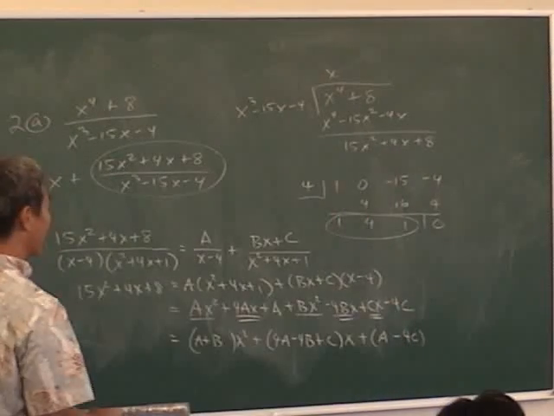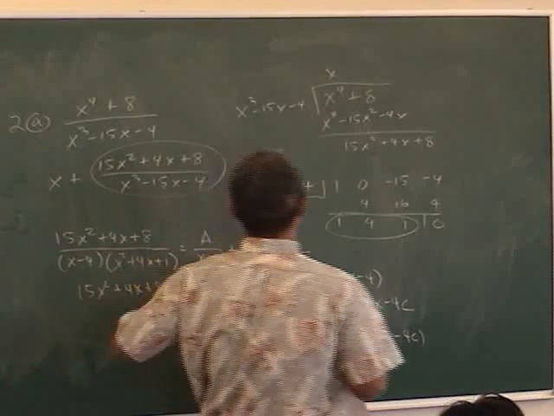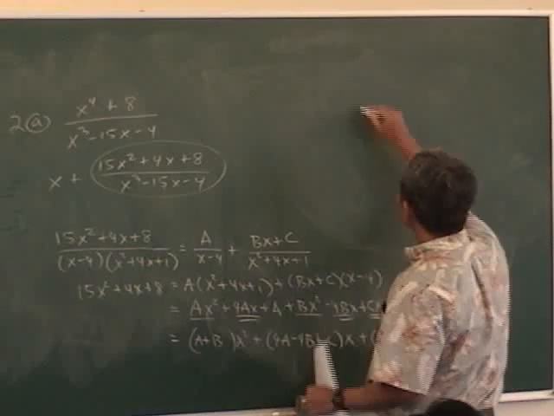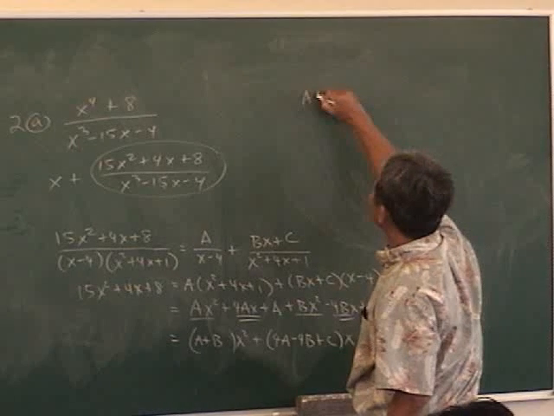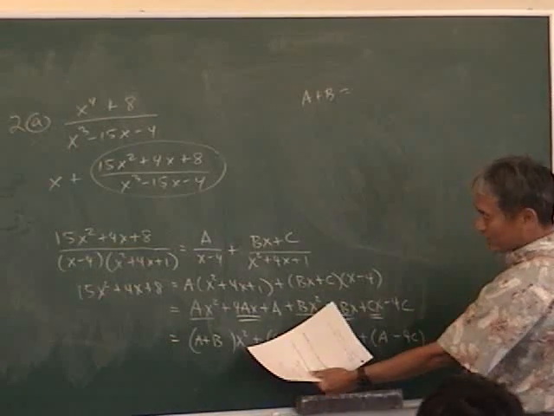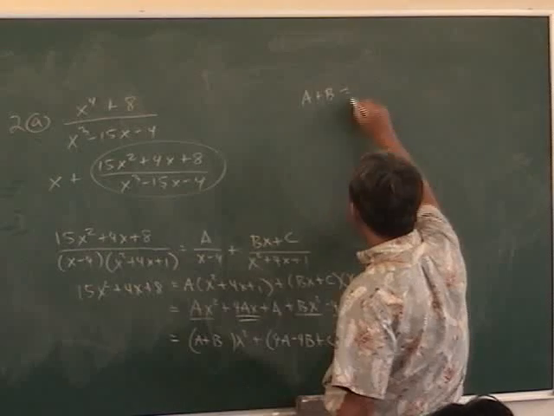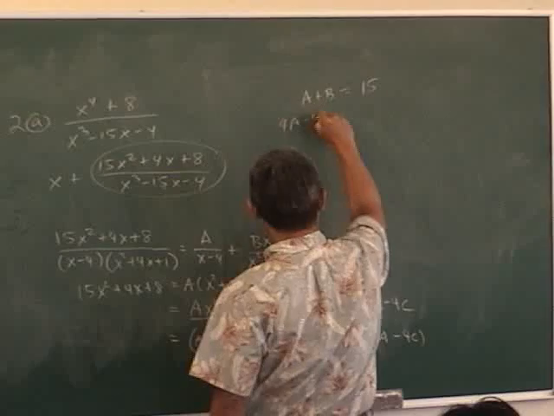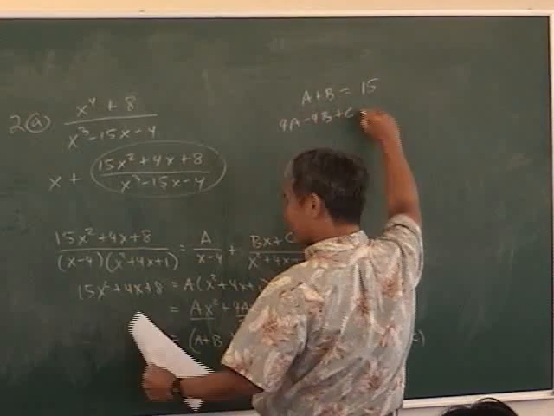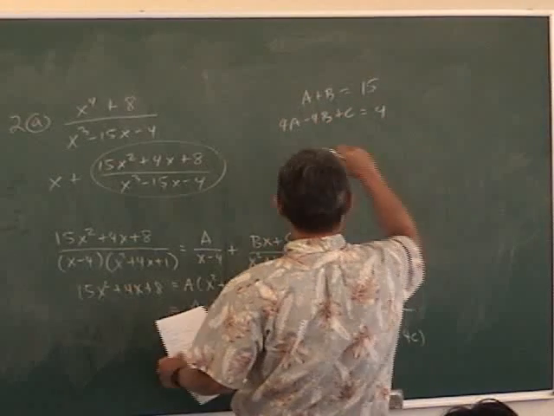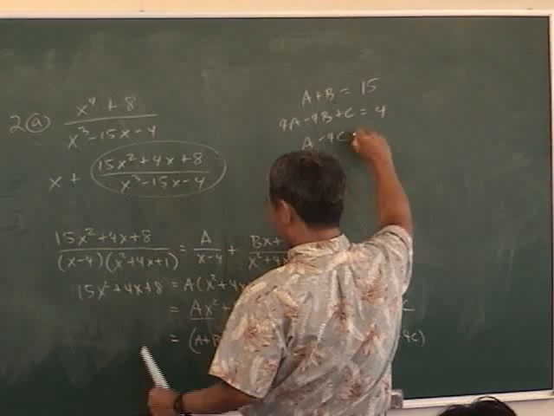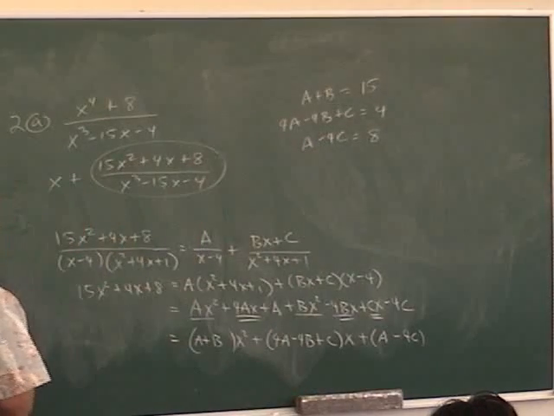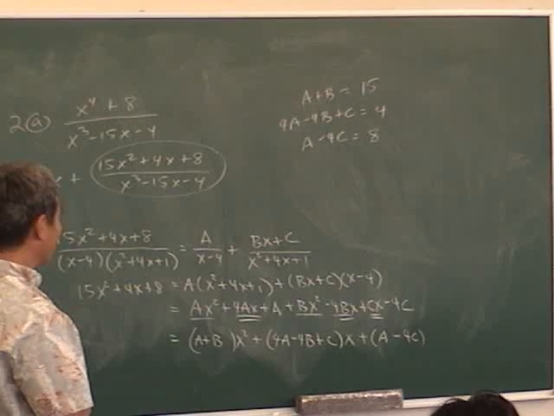So if you equate coefficients, I'm going to erase what I have over here. A plus b has to equal the coefficient of x squared on the other side. The coefficient of x has to equal the coefficient of x, and the constant has to equal the constant. So you have three equations, three variables, but probably you want Heaviside.